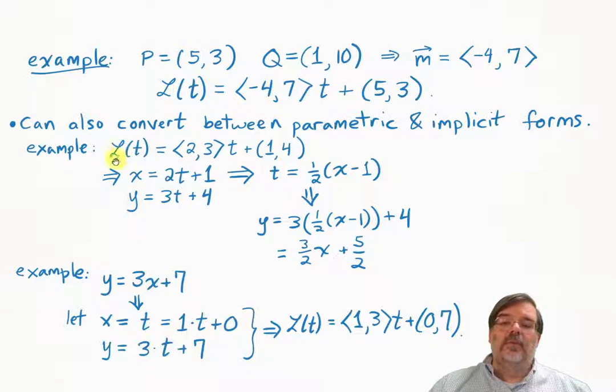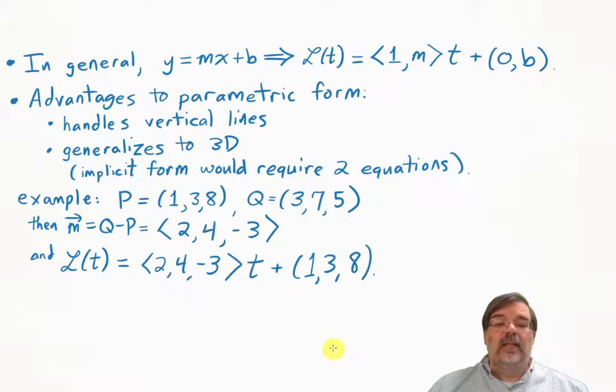And so we do the reverse of what we did before. We'll take these two equations for x and y in terms of t. The coefficients of t, that's our slope vector, 1, 3. The constant values we're adding in, those are the components of our base point, 0, 7. So there you go. This turns an implicit equation into a parametric equation. And in general, it's going to follow the same pattern.